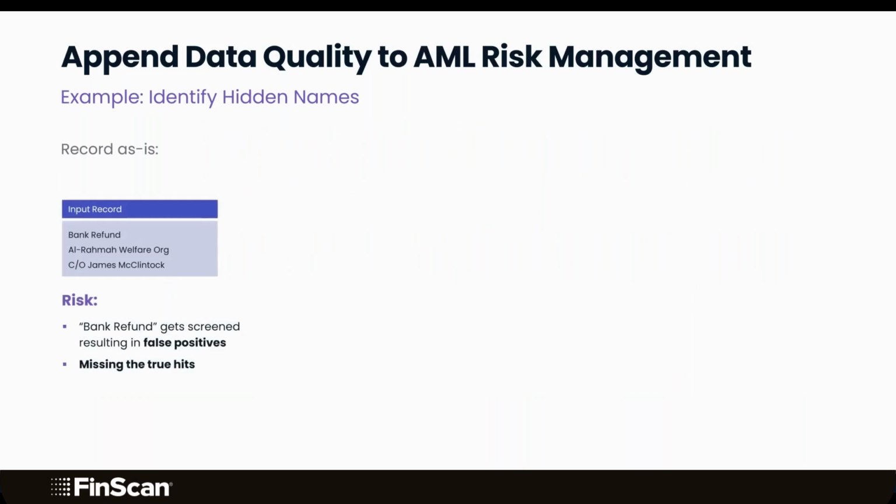And by way of a real-world example, we've got one here that we worked on a few years ago, where the input record being put into the name screening system was bank refund, Albemarle Welfare Organisation, care of James McClintock. And the risk here is twofold. Firstly, bank refund. Let's face it, there isn't a bank called bank refund. It is more a statement of intent. What are we doing here? We're issuing a bank refund. But that's going to go into screening because it's the top line, it's the name line of said record, and that's just going to create false positives for you.